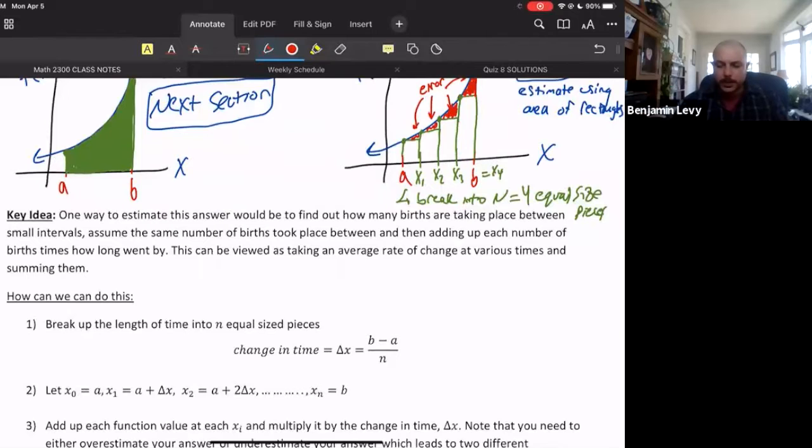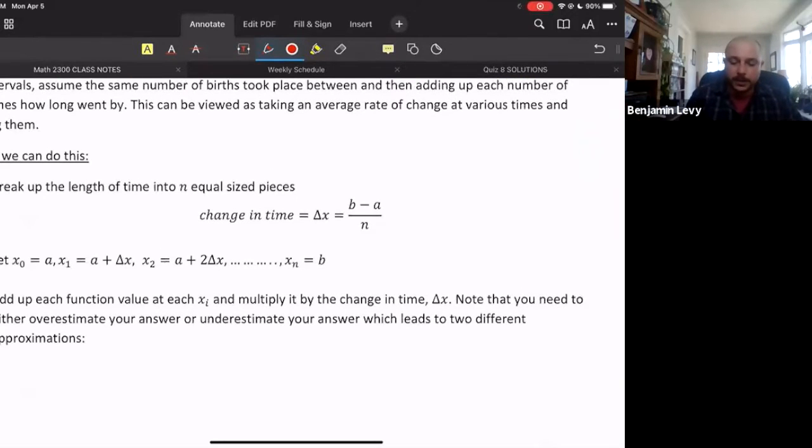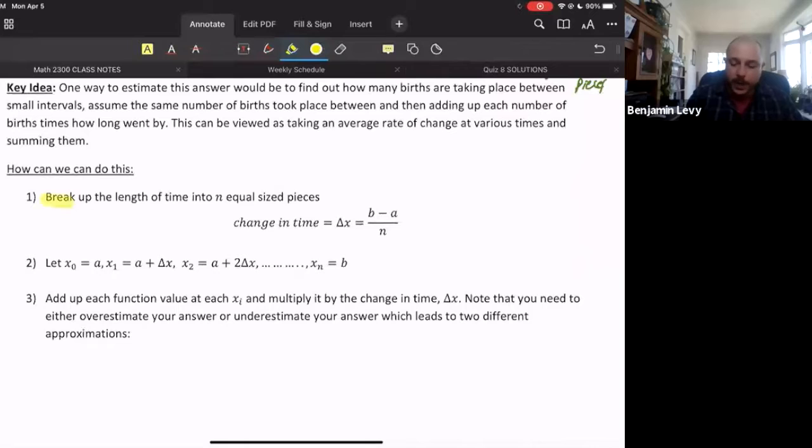Okay. And so the key idea here is the thing we've just been working on. We've just added up a bunch of function pieces. And so here's how we do it mathematically. This is formalizing mathematically. It's always going to be these 3 steps. The first step is always to break up the interval a to b into different pieces. And we define what the x values are, just like we did a second ago. And then we're going to add up each function value and multiply it by delta x.